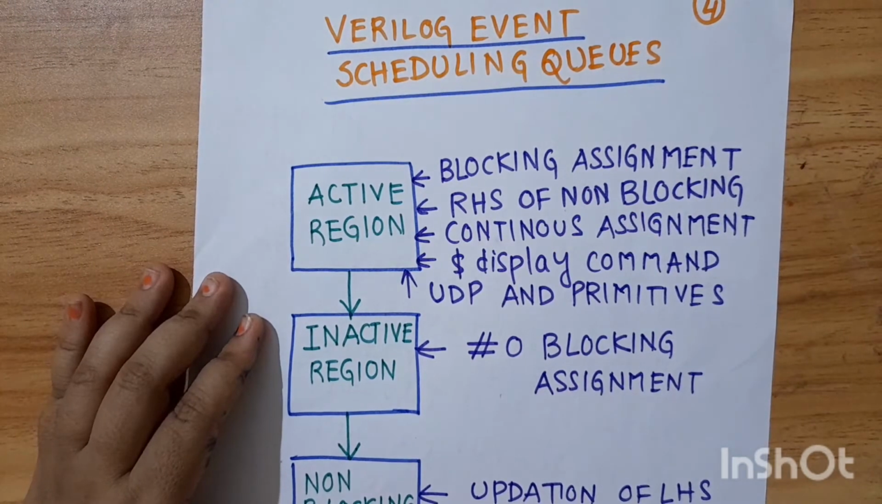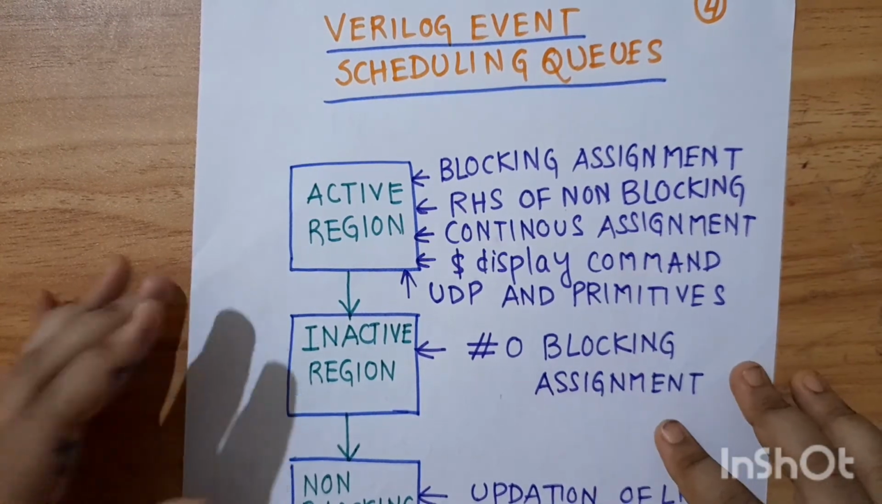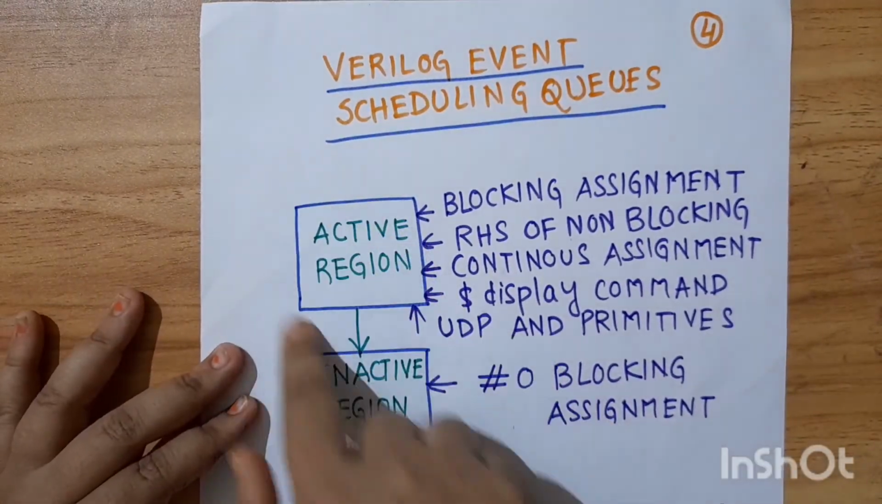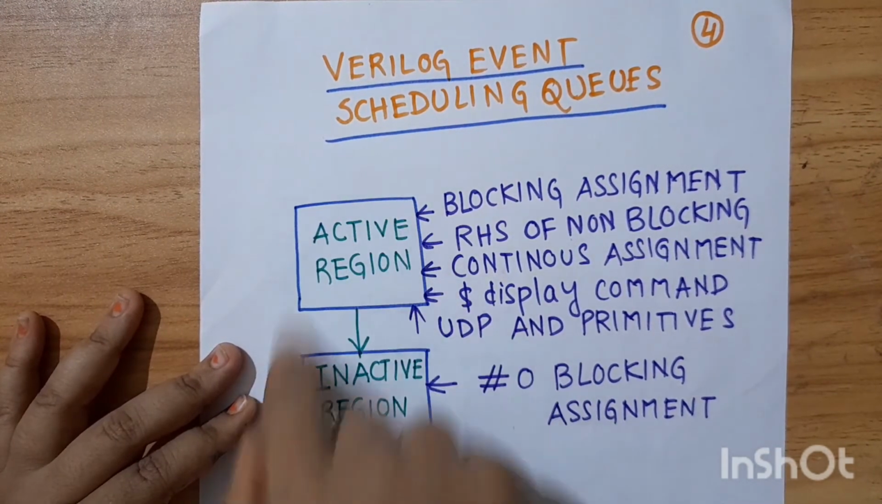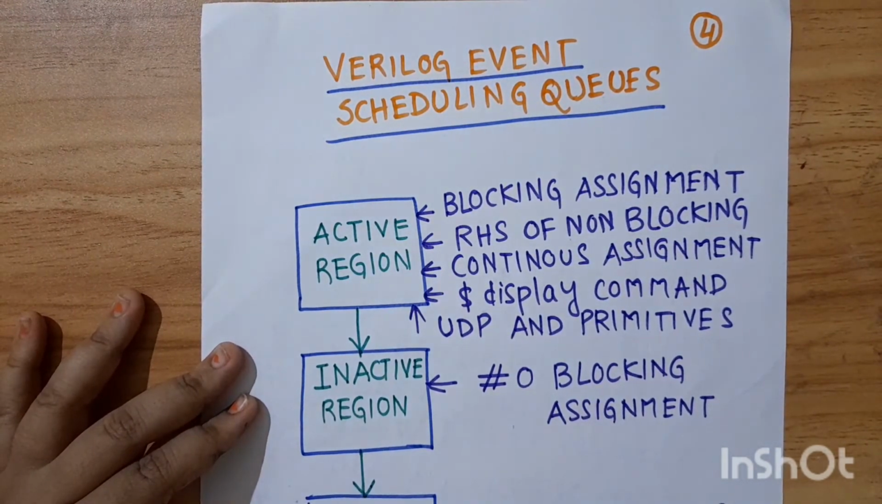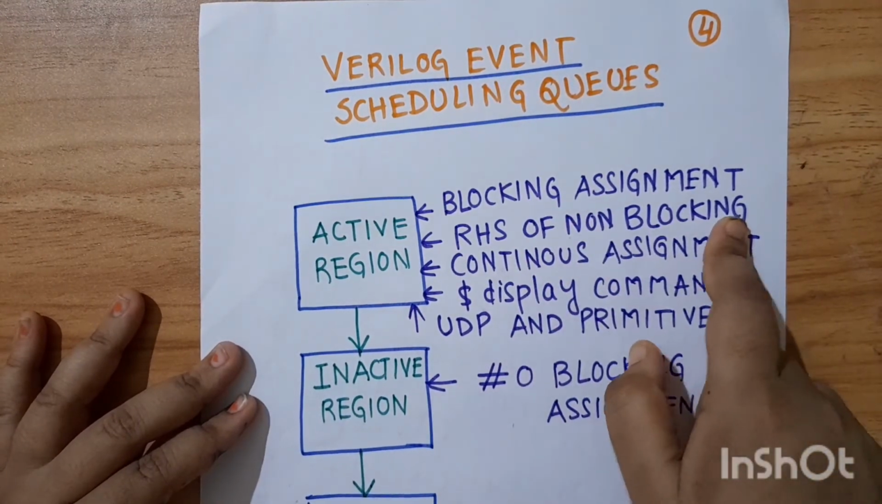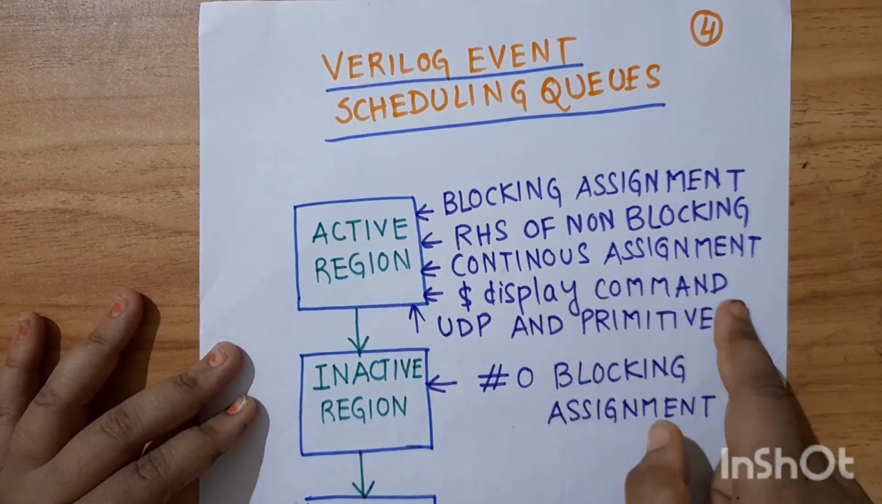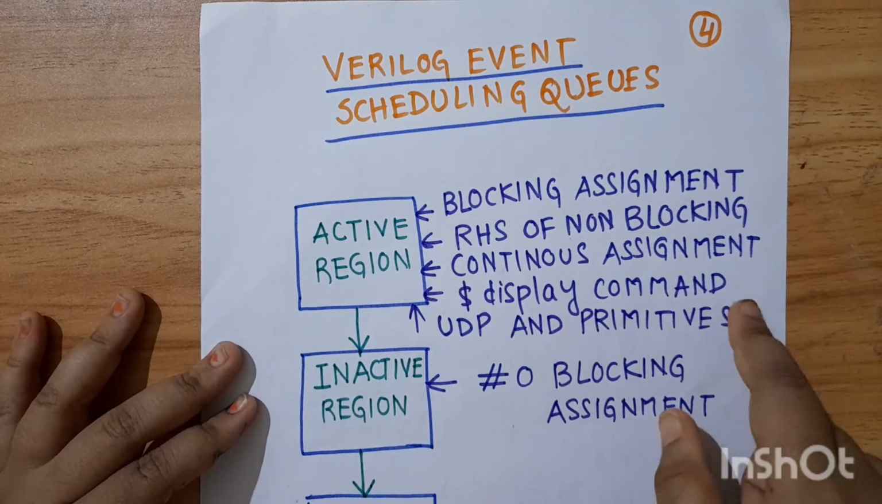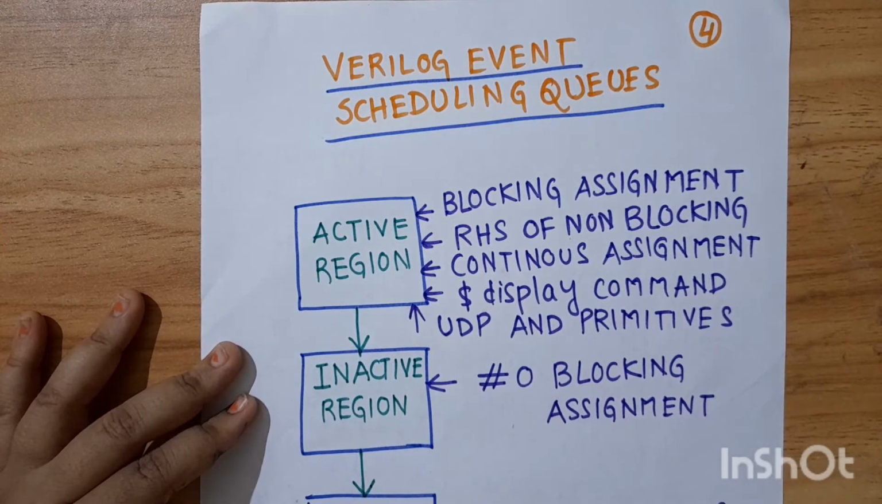Verilog event scheduling queues look like this. The first type of event is the active region, and this is the active queue. What type of statements come under the active queue? Blocking assignment, right hand side of non-blocking assignment, continuous assignment, $display command, UDP, that is user defined primitives. They come under this active region of the queue.